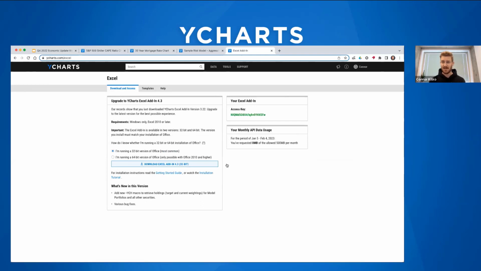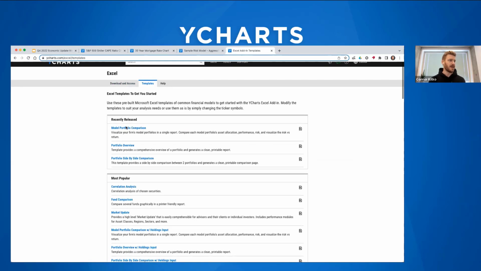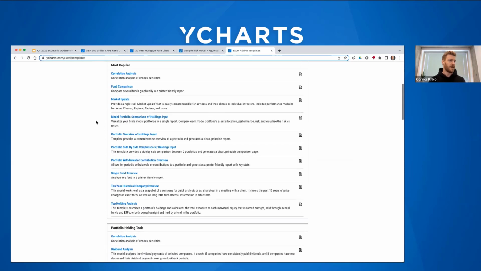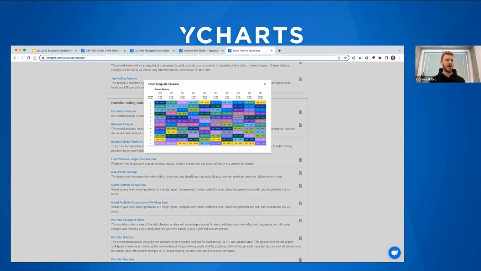which is for PC users, sorry, not Mac users, you download this Excel add-in, you go to our templates, and then this one, I believe, is called Heat Map, Investment Heat Map, and I'm going to preview it. And so you will be able to select the securities via their ticker or their code that's in YCharts, and then this template will automatically populate with those different securities. You do need the YCharts Excel add-in for this template to do that work for you automatically.